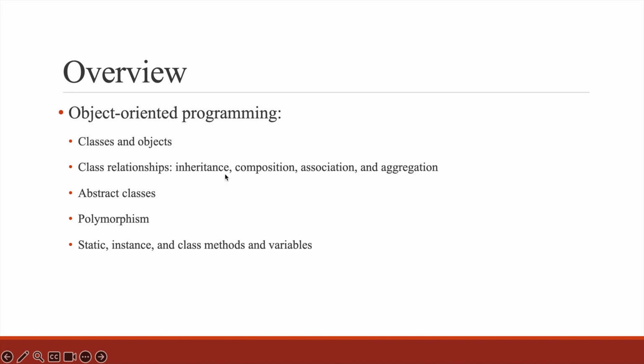We'll discuss inheritance, then composition, association, and finally we'll end with aggregation. We'll discuss each of these individually and then we'll compare between those four types. Finally, we'll end this week's lecture by discussing abstract classes, and then next week we'll continue with object-oriented programming features, including polymorphism, the differences between static and instance variables and methods, and regular expressions.